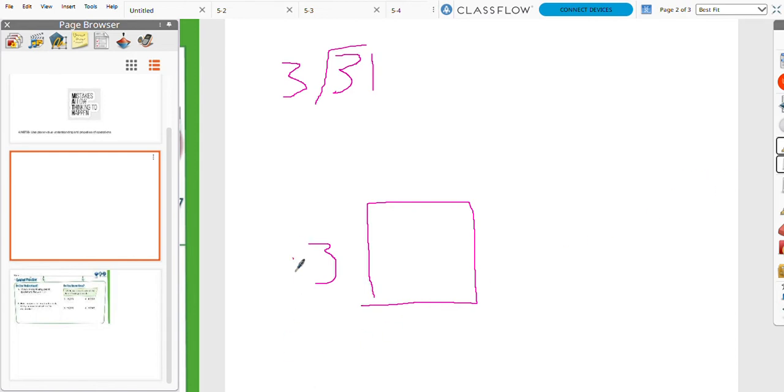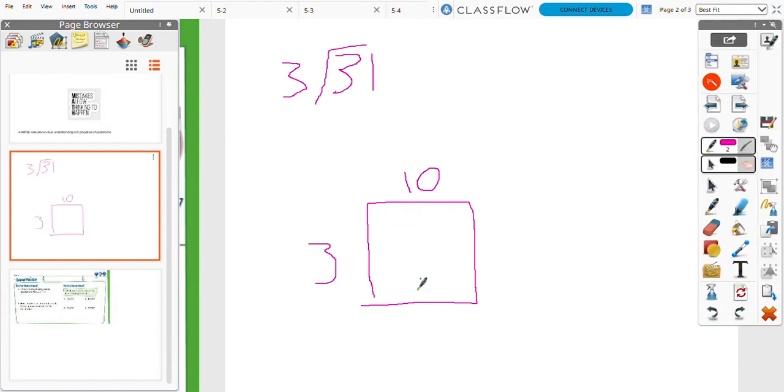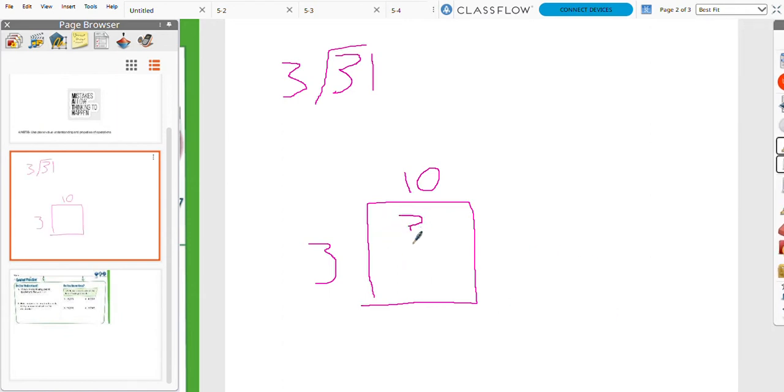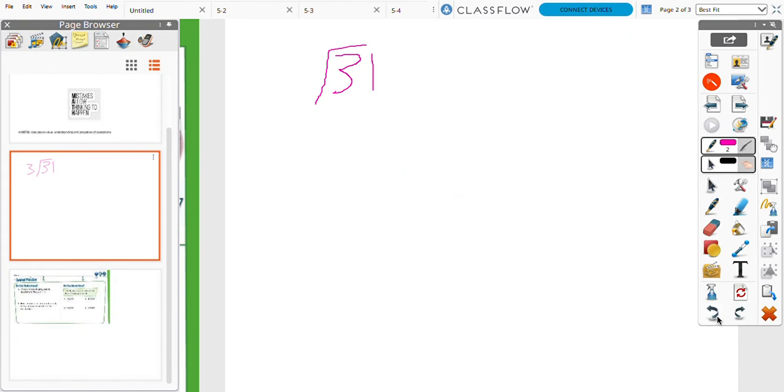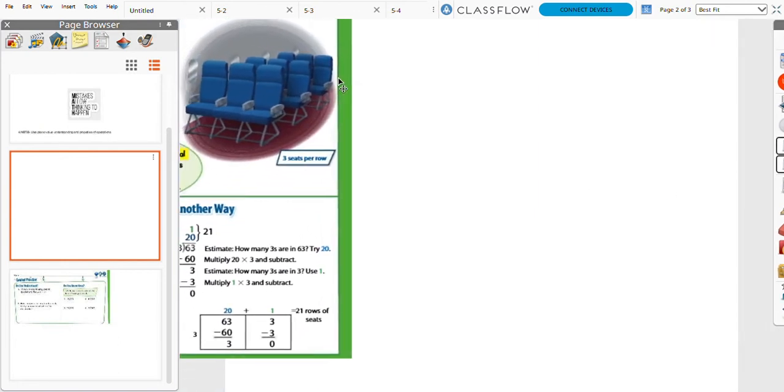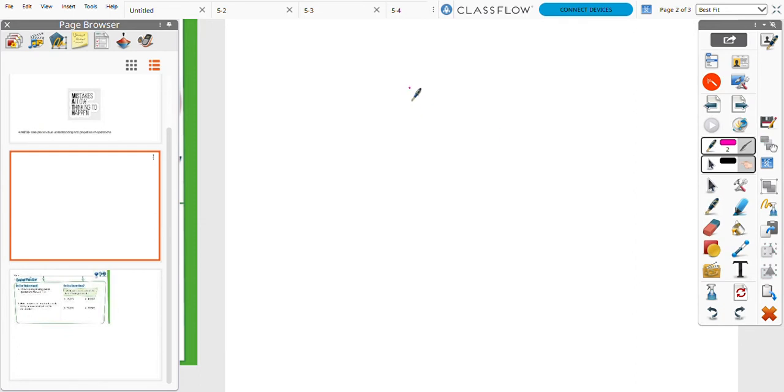So again, I'm going to think of a number. This time I'm going to go with 10 again. So 3 times 10. So I'll put my 10 up here. And then you're going to minus your answer there. So our original dividend is 31. 3 times 10 is, I'm sorry, it's not 31. It's 63, correct? Yeah, caught my mistake.